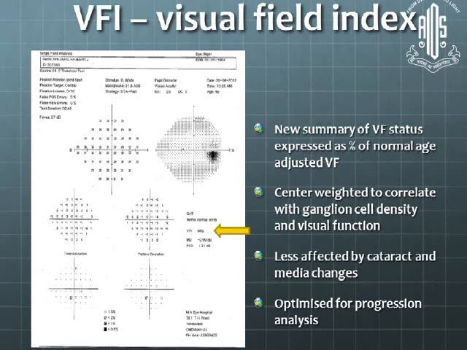It's a very nice way of telling the patient your visual field is about 98% normal or 95% normal and so on. The more important thing for us as glaucoma people is that it's optimized for progression analysis nowadays. So you can use this aspect of the software to look for progression, and it is less affected by cataract and media changes. The visual field index is also an important aspect of the evaluation.